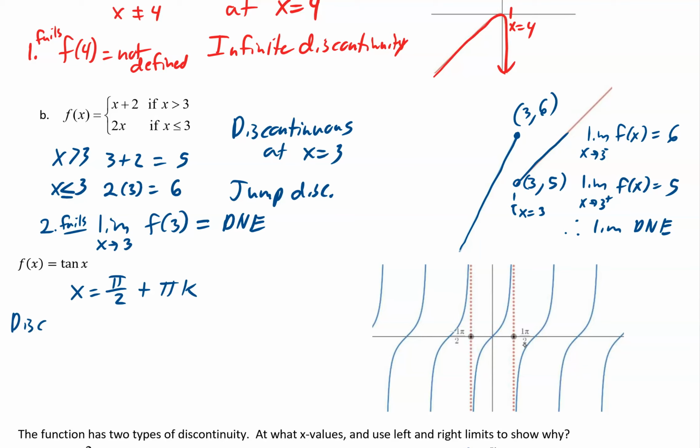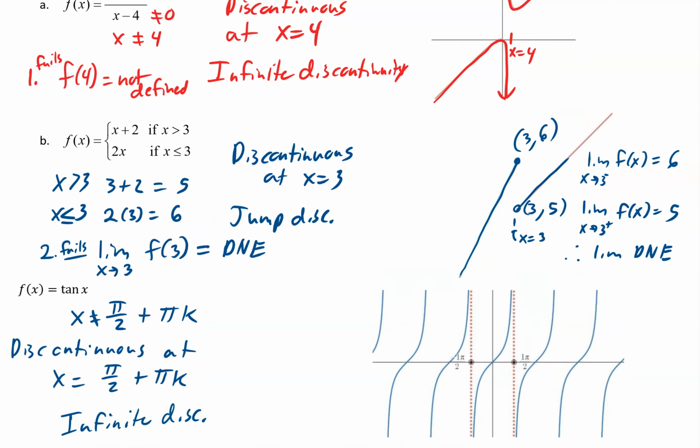So it is discontinuous because x cannot equal those, at x equals pi over 2 plus pi k, where k is an integer. And what type of discontinuity? That is an infinite discontinuity.